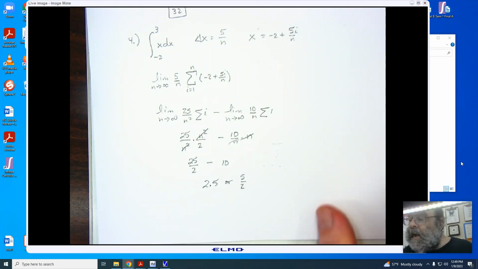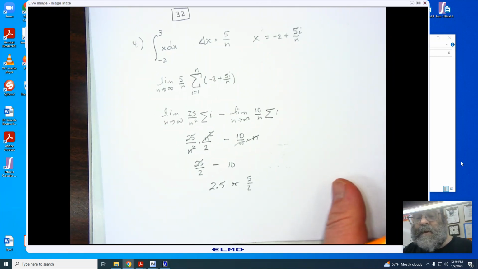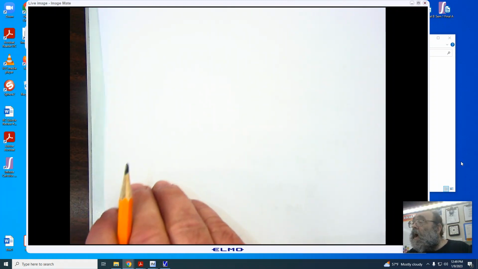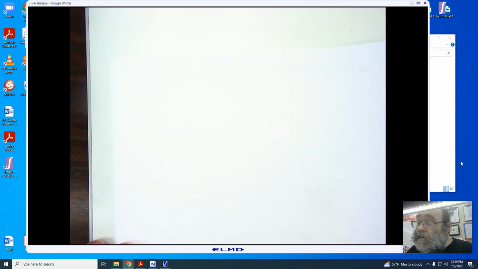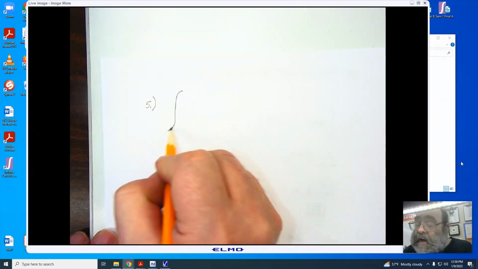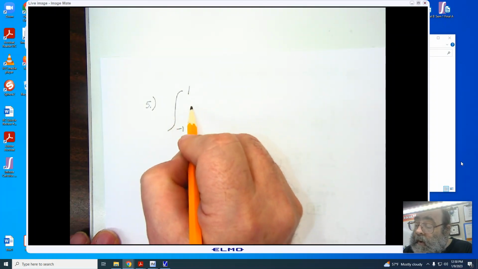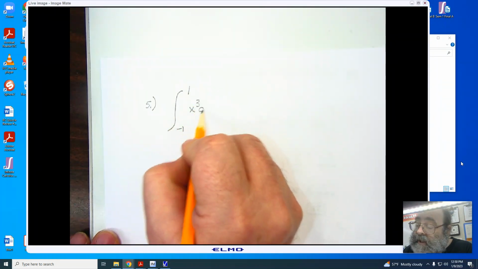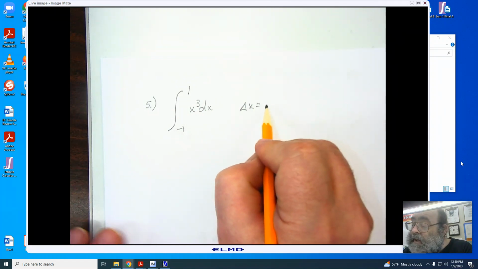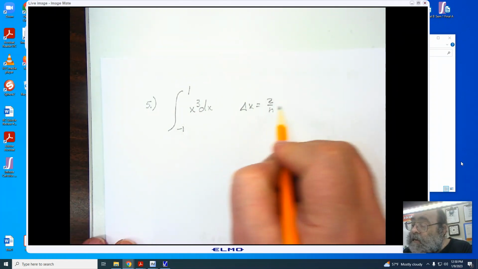All right, let's go ahead and take a look at number 5 next. Number 5 is where we start to get a little bit more difficult because we're now using the higher powers of i. In this case, we're going to see an i cubed. So we're starting in number 5, working with the integration from negative 1 to 1 of x cubed dx. Start by finding your delta x. Delta x is going to be 2 over n.